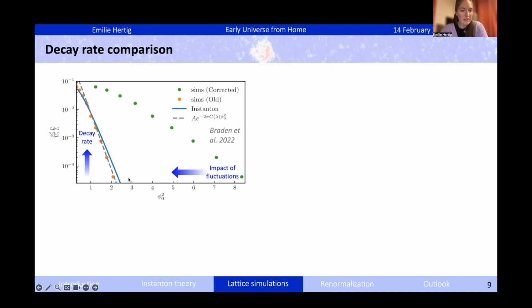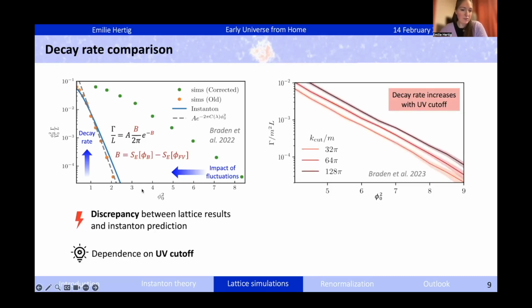This blue line is the prediction from instanton theory. And those green points here are the measured decay rates from large ensembles of lattice simulations. And you see the mismatch is really obvious. There is a clear discrepancy, and the lattice results are much higher than the prediction. So where does that come from? What does it mean? Well, one first insight into what could explain this is the observed dependence of the decay rate on the UV cutoff of our simulations. Here, the axes of this graph are the same as the previous one.